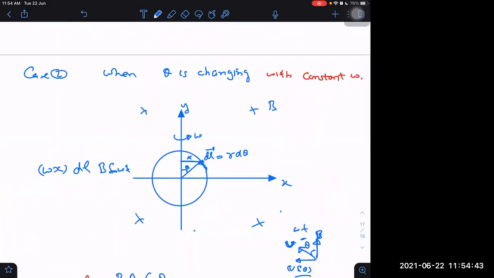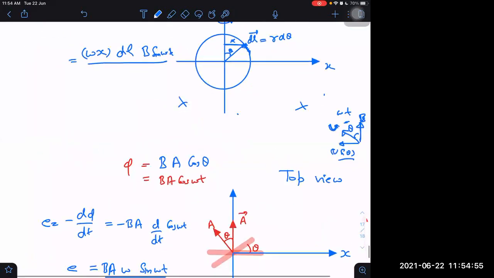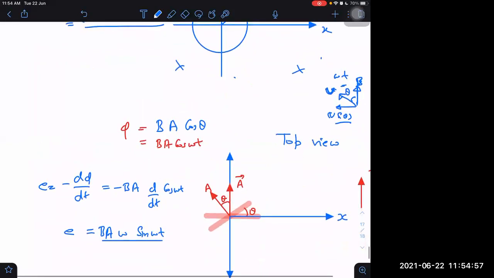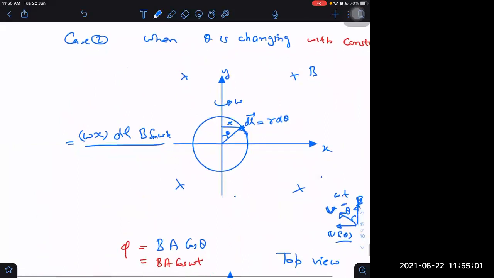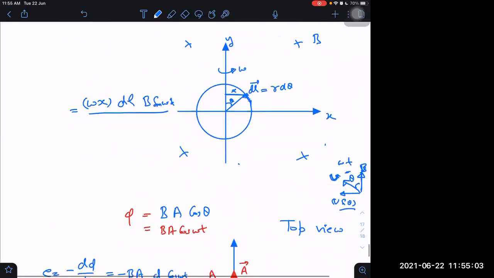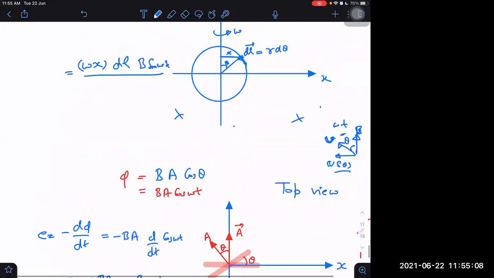Anyway, it doesn't matter much. We know that it will finally come out to be equal to, somewhat complicated to arrive at the result this way, but I'm sure, and I have done it before, that it finally comes out to be BA omega sine omega t. I can bet on that. That is for sure. But how to arrive at the result right now, it is appearing to be complicated.